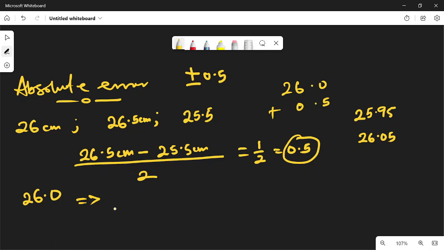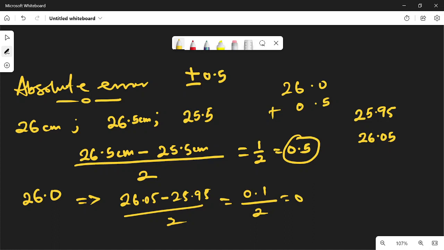26.05, 25.95. So that will now be 26.05 minus 25.95 divided by 2. So this will give us what? 0.1 divided by 2, and that will be 0.05. So the absolute error here is going to be 0.05.